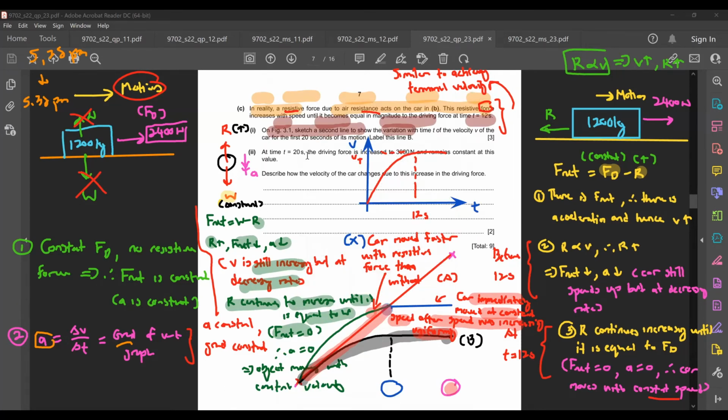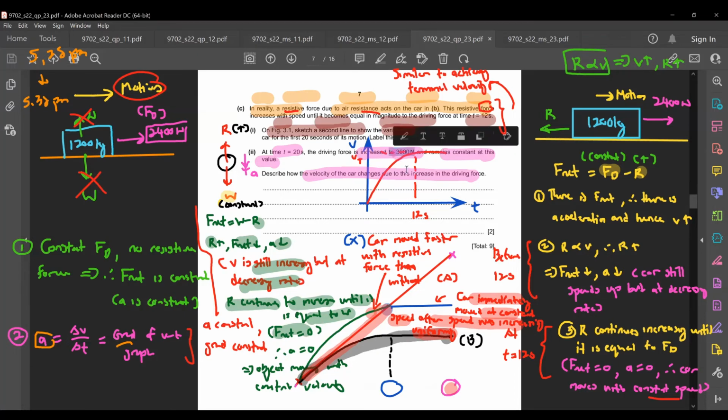Now the last part here is basically just asking: at the time of t equals 20 seconds, the driving force is now increased to 3,000 newtons and remains constant at this value. Describe how the velocity of the car changes due to the increase in this driving force. So after 20 seconds, you increase your driving force to 3,000 newtons. Before this, it was 2,400 newtons. But now they increase it to 3,000 newtons and make it constant. How would the velocity of the car change?